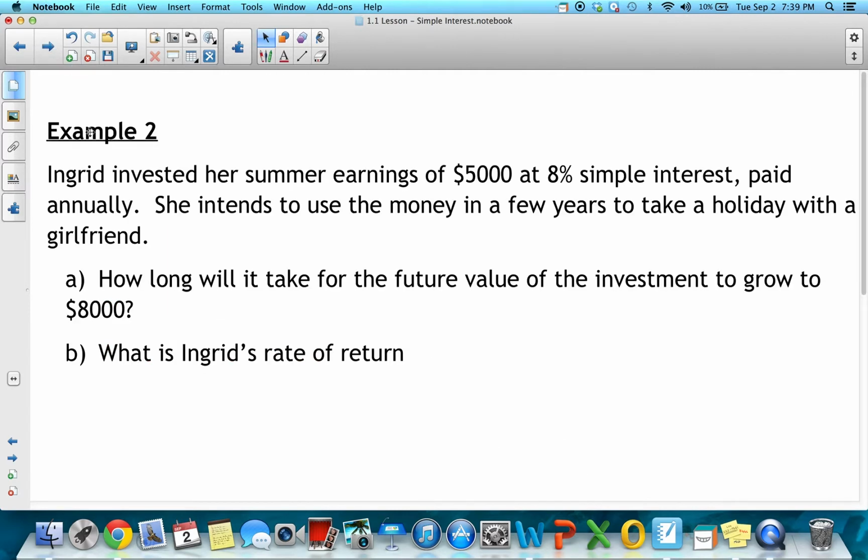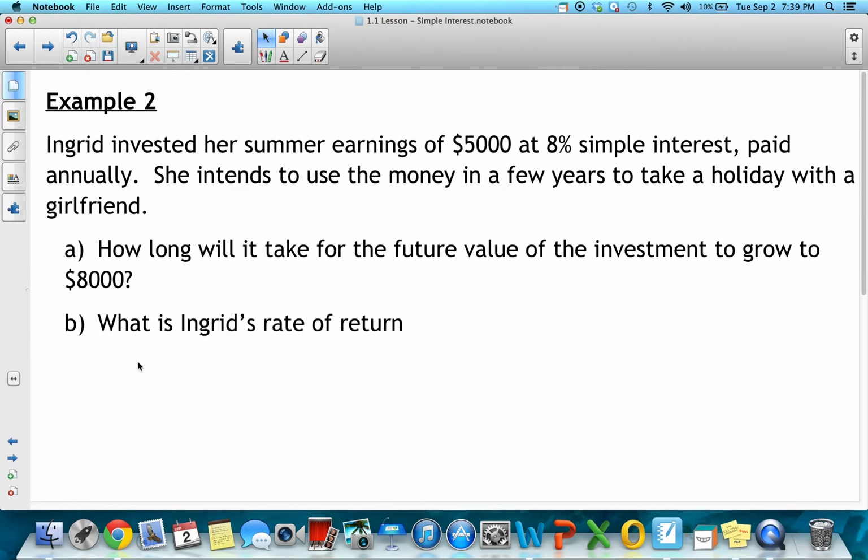So, looking at example 2 with that, Ingrid invested her summer earnings of $5,000 at 8% simple interest, paid annually. Almost always, interest is going to be paid annually. She intends to use the money in a few years to take a holiday with a girlfriend. How long will it take for the future value of the investment to grow to $8,000?